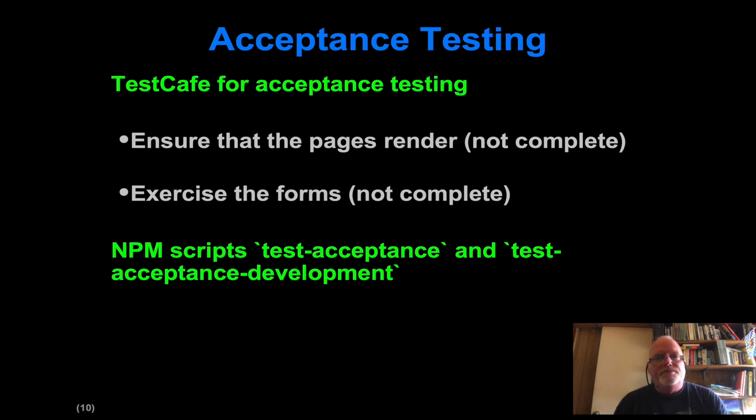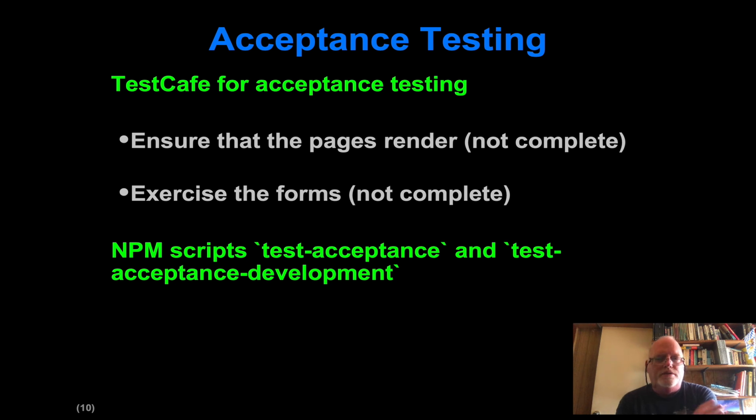We also have acceptance testing, similar to what the meteor-application-template-react does. We make sure that all the pages render. The current set of acceptance tests is not complete for all the pages. I'm trying to figure out how to get to the edit page and how I'm going to click a link to get to the edit page. That's not done. And also, we want to exercise the forms. Again, this is not complete.